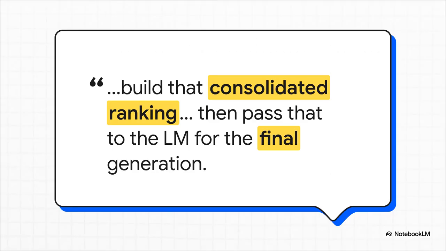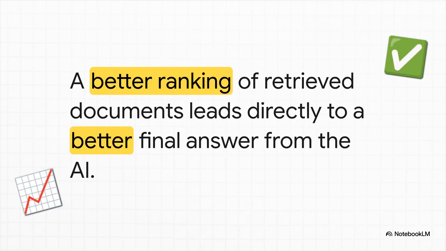And hey, don't just take my word for it. The folks at LangChain, who are experts in this space, put it perfectly. They say it's really nice to build that consolidated ranking. Basically, you're creating the perfect little package of information to hand off to the part of the AI that actually writes the final answer. So if you remember one thing from all of this, let it be this. A better list of information leads directly to a better, more reliable final answer. By getting so much smarter at the finding and ranking part, RAG Fusion makes the entire AI system more accurate and more trustworthy for all of us.